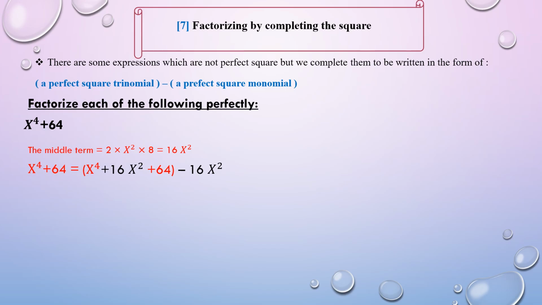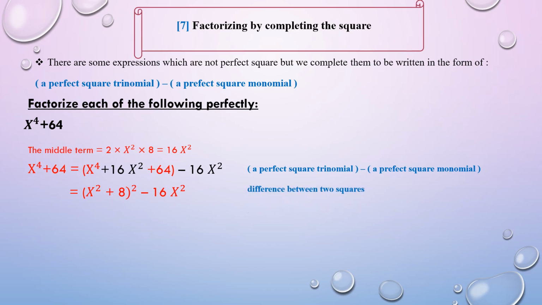So it will be x power 4 plus the middle term 16x power 2 plus 64 minus the middle term 16x power 2. It's a perfect square trinomial minus a perfect square monomial. Okay, x power 4 plus 16x power 2 plus 64, factorize it to be x power 2 plus 8 all to the power 2 minus 16x power 2. We notice that it is in the form of a difference of two squares.